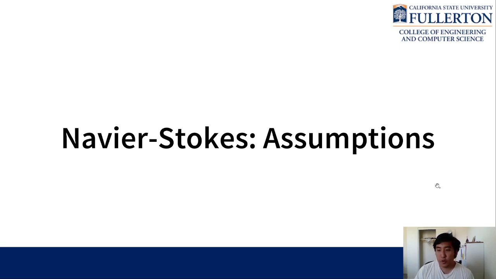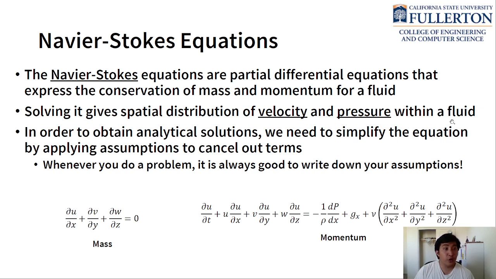Okay, so in this video we're going to be going over the assumptions that you can make to simplify the Navier-Stokes equations. The Navier-Stokes equations are partial differential equations that express the conservation of mass and momentum for a fluid. And if you solve these, you can solve for the spatial distributions of velocity and pressure. Right? And so you can see the Navier-Stokes equations at the bottom of the screen. The problem with this is that these equations are extremely complex, and actually they're literally impossible to solve.